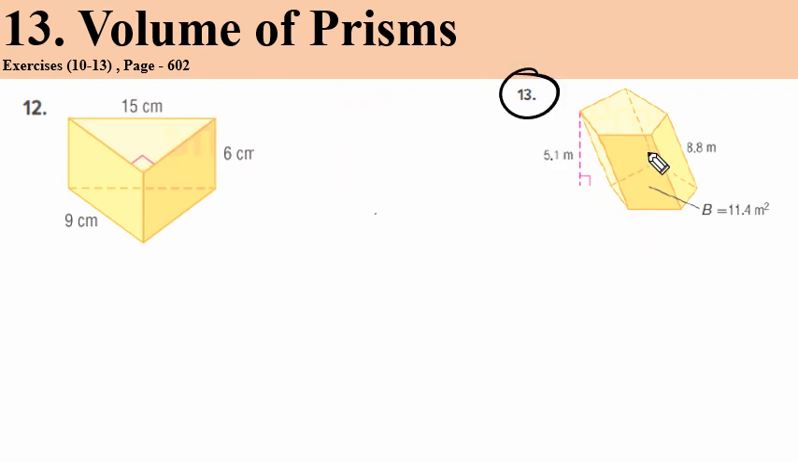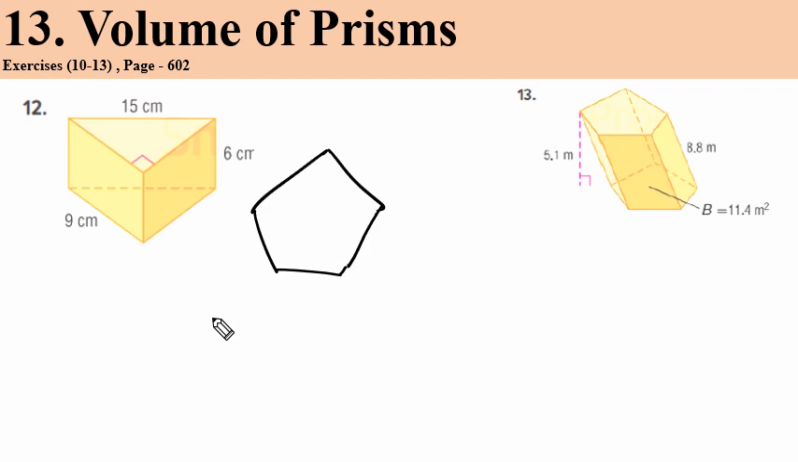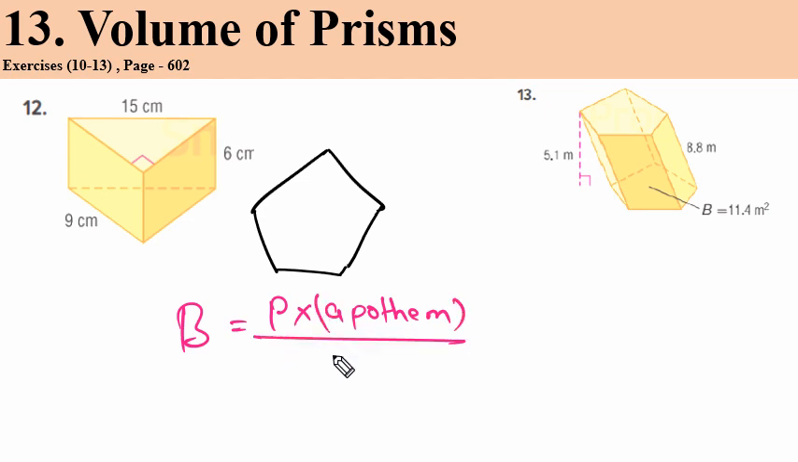Okay, next question is 13. Now in this one the base area is given. The base area is a pentagon. Now the pentagon area is given as 11.4 meter square. Now if it is not given, then what? So let me just write down the formula. If the pentagon area is not given, then in such a case the pentagon area formula is perimeter multiplied by apothem divided by 2. The perimeter is the sum of all sides and the apothem is the distance from the center to one edge.